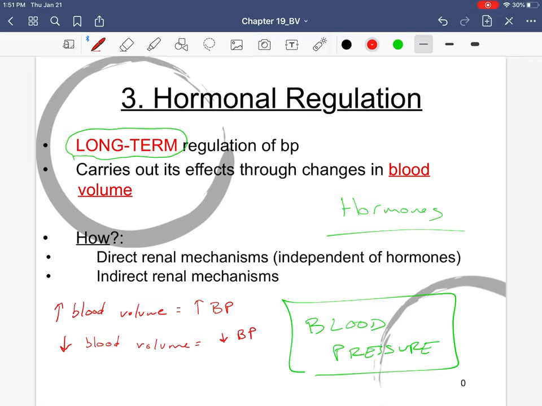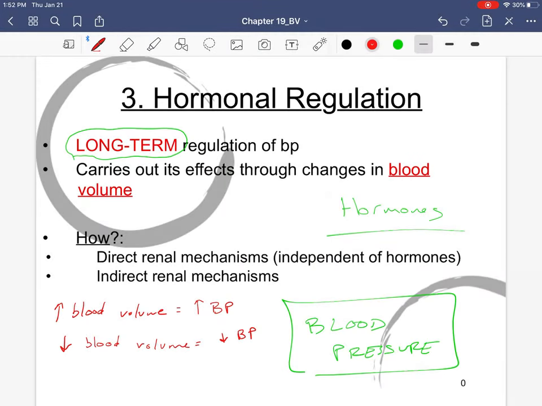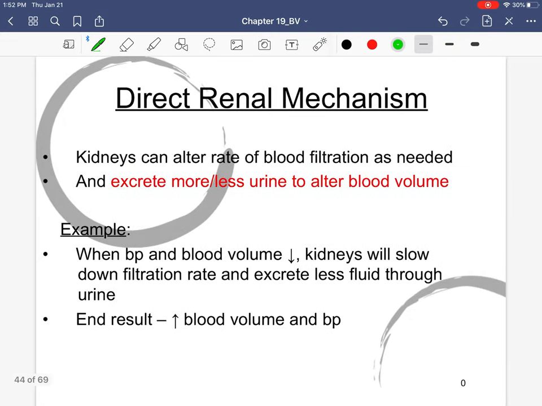So, how is it that hormones regulate blood pressure? By influencing blood volume. So these hormones, as we're going to find out, will influence blood volume. And by influencing blood volume, it will therefore influence blood pressure. And this is really, really important. We're going to talk about two ways that this happens. I'm going to talk about what I call a more direct mechanism and then a more indirect. And they're both renal, which tells us, boom, boom, boom, hormones.